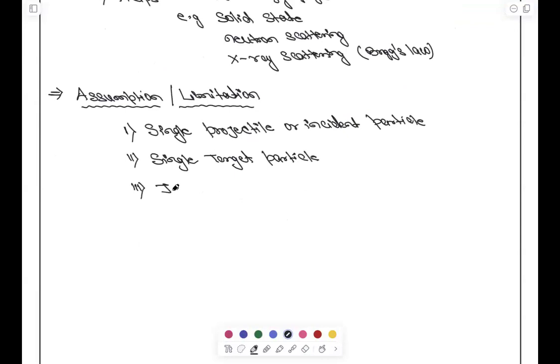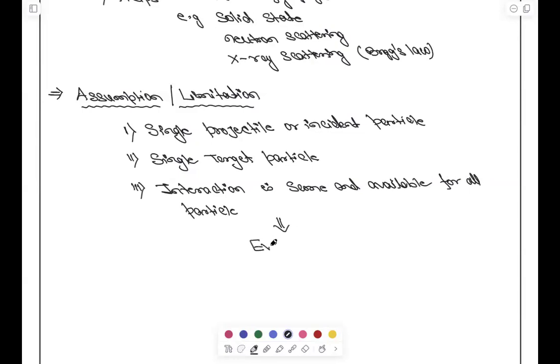Third, interaction is same and available for all particles. So we are doing it for one particle and then we are saying that this interaction is same. That means every interaction is alike, everything is the same. So that's why we will be able to talk about all the things. Clear?